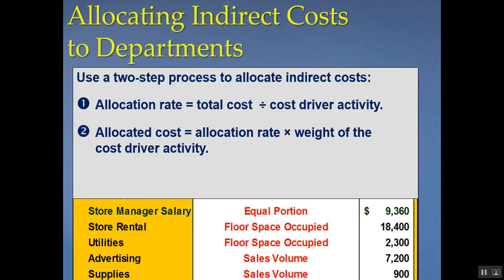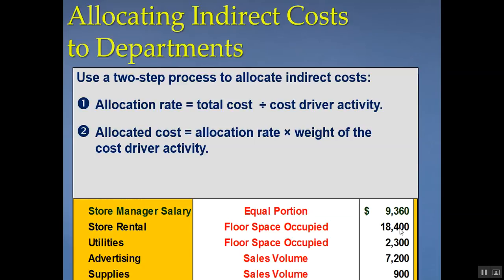In order to allocate the costs, we're going to use a 2-step process. First, we need to calculate the rate at which we're going to allocate the cost, and this is taken by the total cost divided by the cost driver activity. So for example, when we're allocating the store manager salary, we're going to take $9,360. In this case, we're just dividing it by 3 because there's 3 departments.